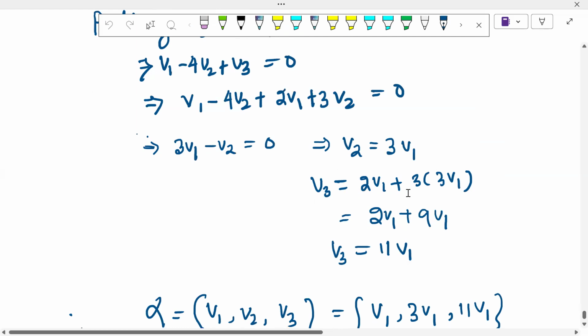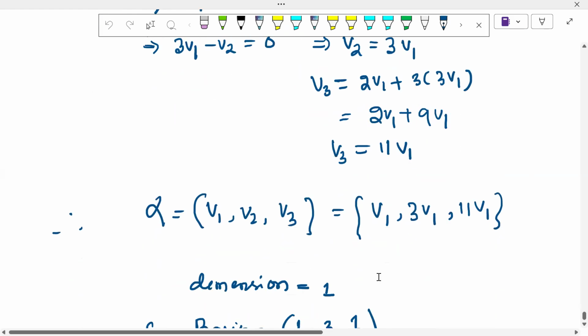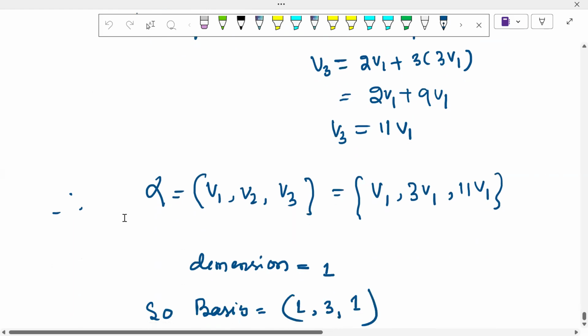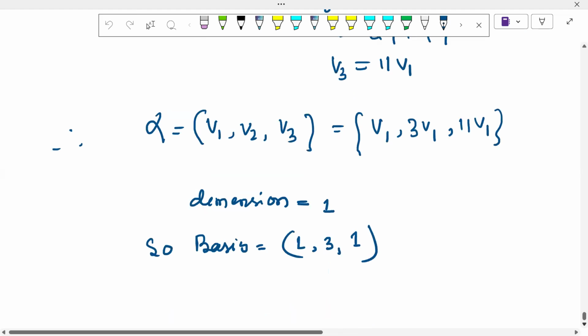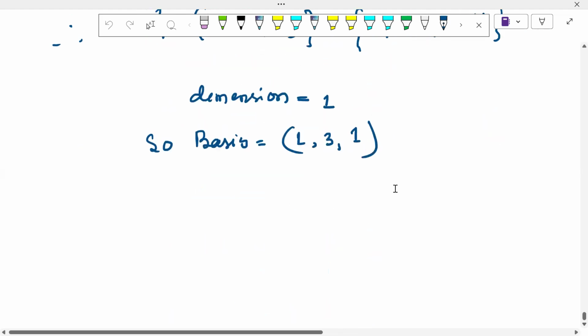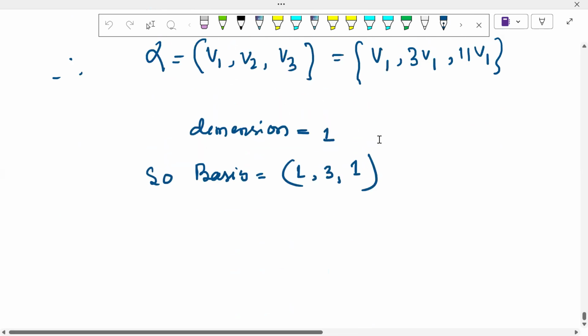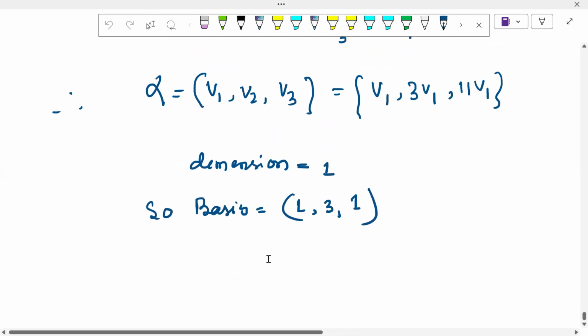Then v3 is equal to 2v1 plus 3 times 3v1, and 2v1 plus 9v1 is equal to 11v1. So v3 is equal to 11v1. So the vector becomes (v1, v2, v3), that is (v1, 3v1, 11v1). This is the dimension: the number of variables present here is 1, so the dimension is 1. So the basis must also have 1 vector. Only one independent variable is present here. So the basis is, putting v1 equal to 1, (1, 3, 11). This is the basis of the vector space. Okay.